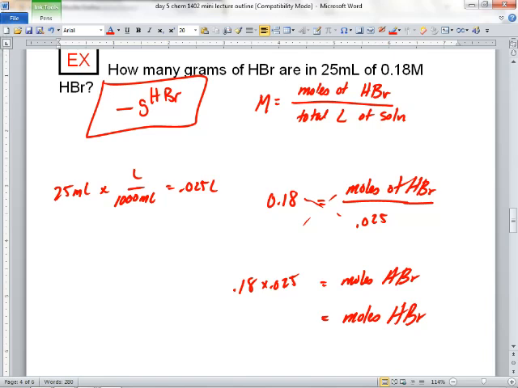Well, 4.5 times 10 to the negative 3, or 0.0045 could be on your calculator. Either one's the same thing. So, Lewis, how do we get this into the right unit? The gram?